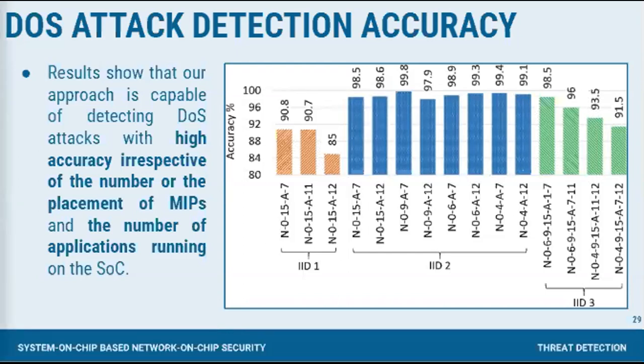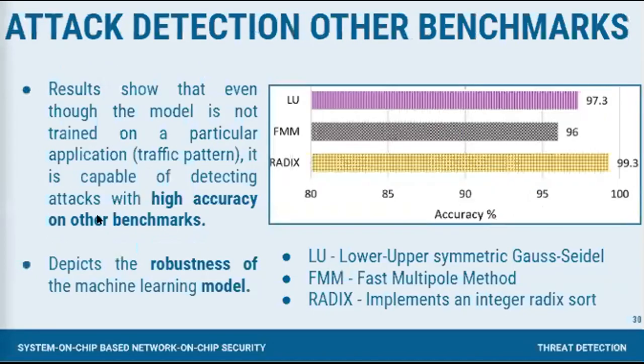Then we have to test it for different benchmarks as well. So I have considered different benchmarks here, where we run the application in different setups. One of the benchmarks that I used is the fast Fourier transformation application, and then we can consider fast multiple metal radix, low upper bound symmetric Gaussian Seattle.